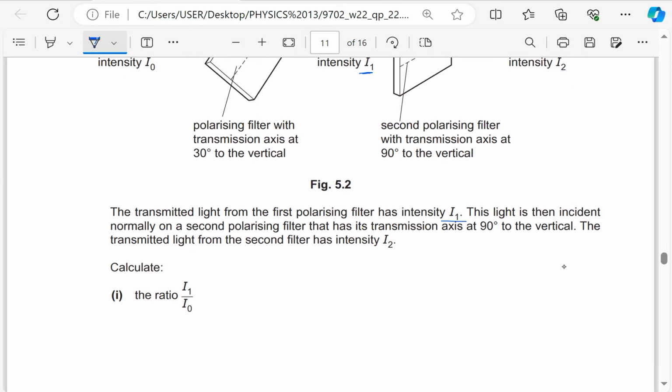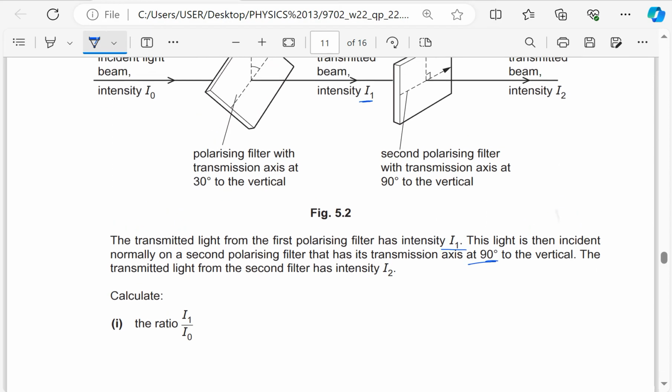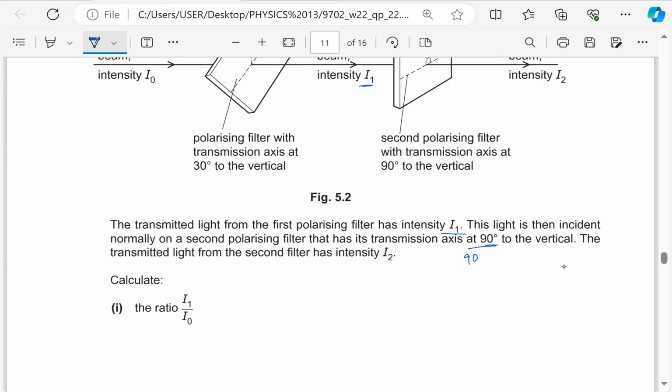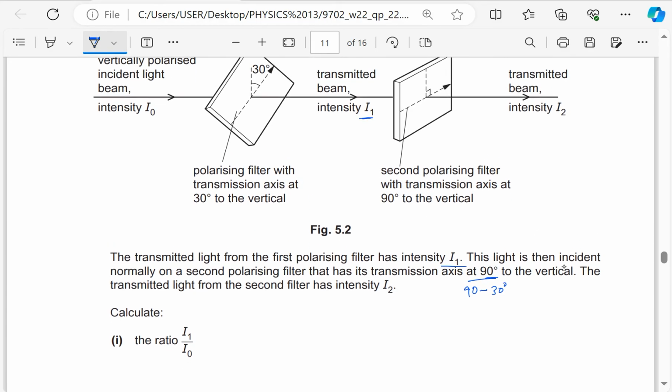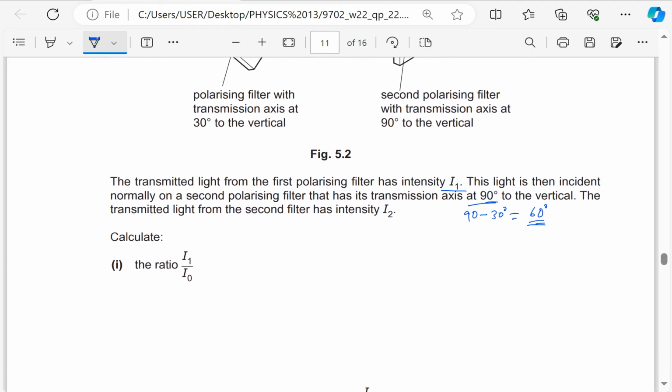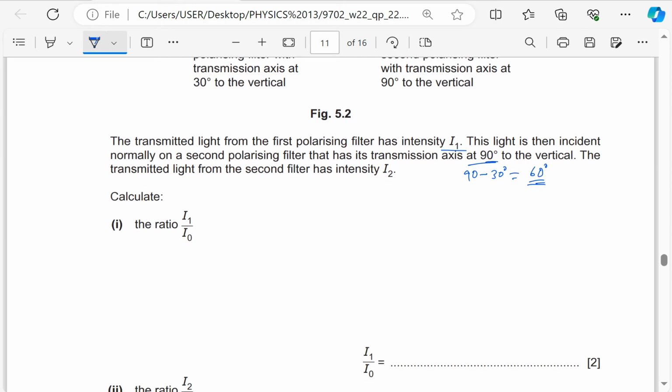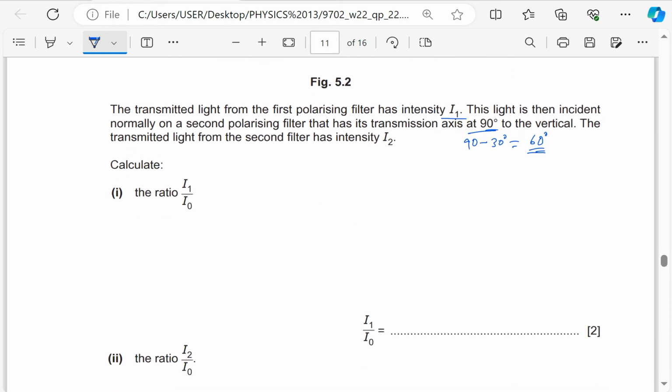Light is then incident normal on a second polarizing filter that has its transmission axis at 90 degrees to the vertical. So it has been rotated through an angle of 90 minus 30, in other words, it has been moved further through an angle of 60 degrees. It was initially 30 to the vertical, then it was moved further so that it becomes 90 to the vertical. The transmitted light from the second filter has intensity I2. Calculate the ratio I1 over I naught.